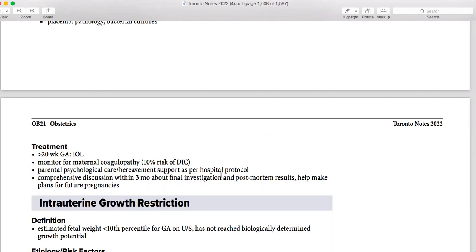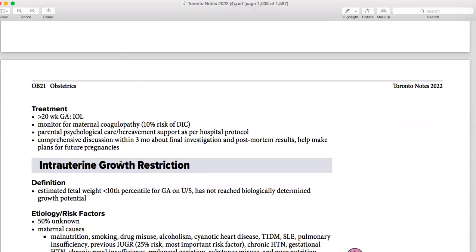And then what next you have to do is, three months after, you have to discuss the final investigation because you did the postmortem, and then you have to find out what could be the cause and discuss with her, maybe genetic features, maybe so on. On the basis of that you can counsel her about the upcoming pregnancies. Because if you don't discuss these features and this happens again, you will be liable for that. So all you have to do is counsel the mother about future pregnancies.